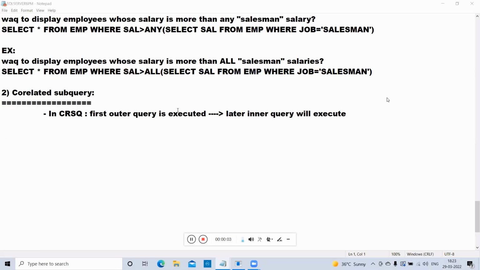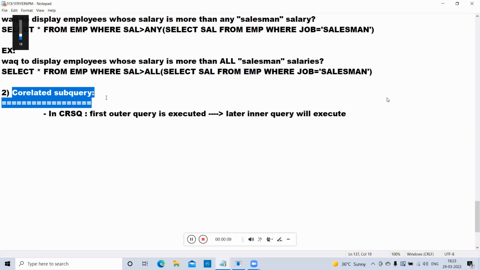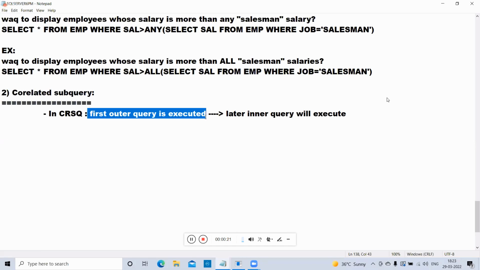So right guys, yesterday we started correlated subquery, and the definition I gave here. In a correlated subquery, how is it executed? We said that the outer query is executed first. Now the inner query is executed later.